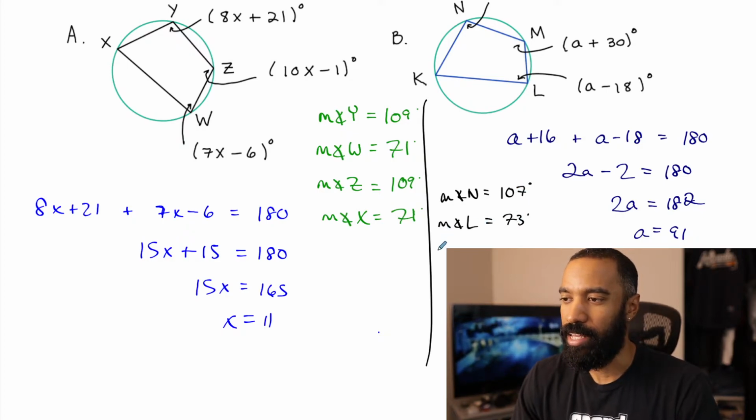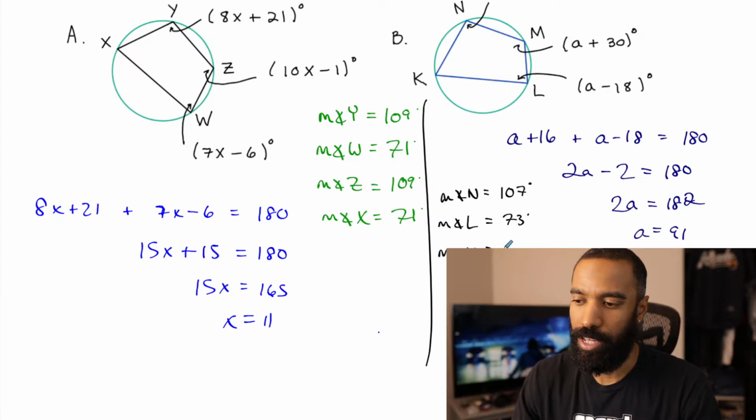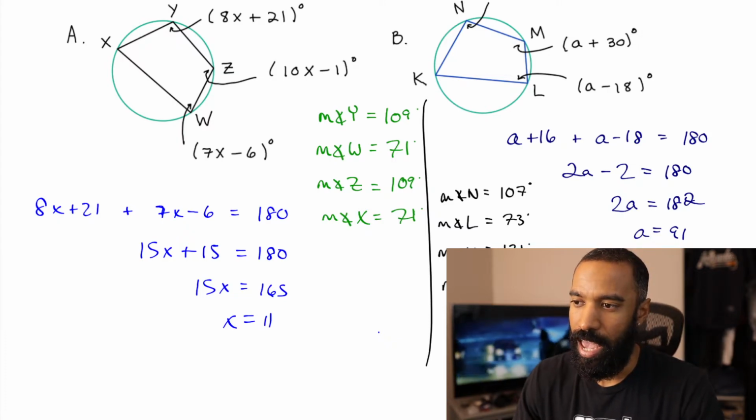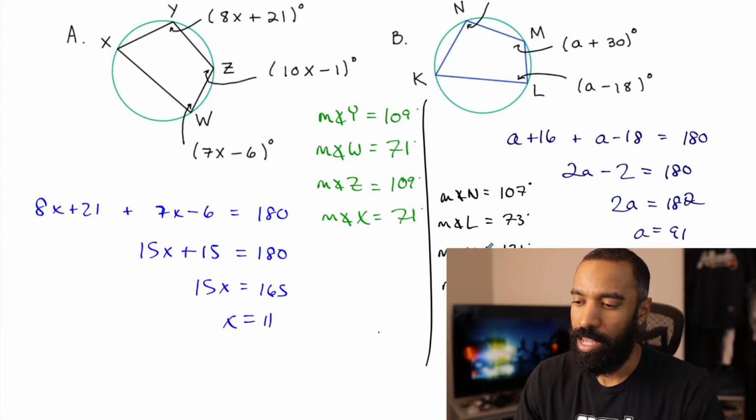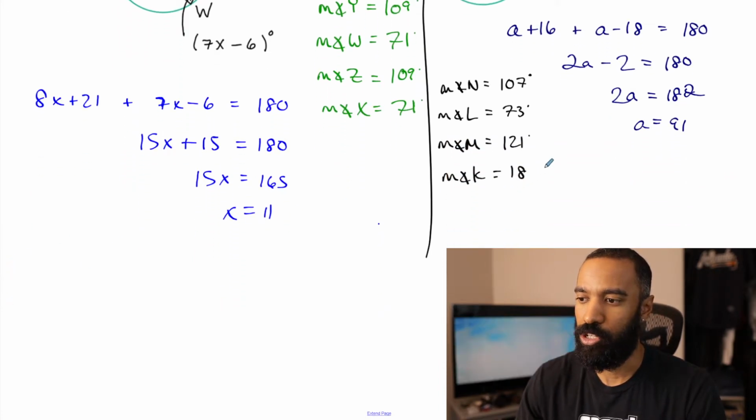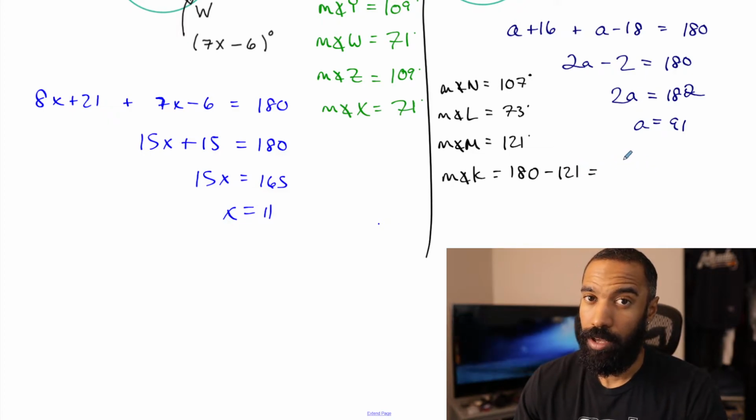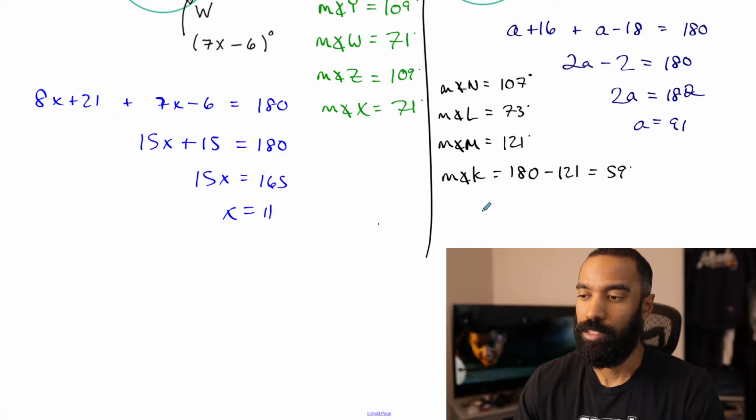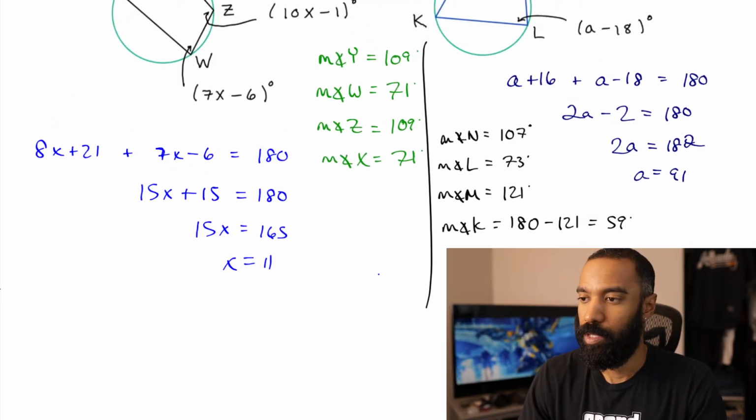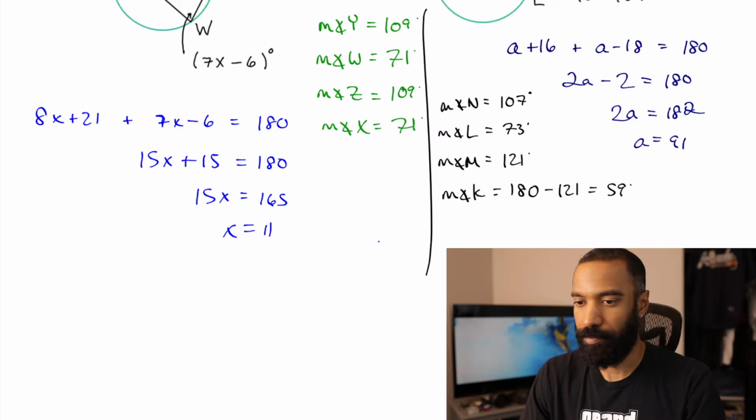Those add to 180, that's good. Measure of angle M is 91 plus 30, which is 121 degrees. And measure of angle K should be the supplement of measure of angle M, 180 minus 121, which is 59 degrees, right there. So those are all four. If K was what we needed, we got it.